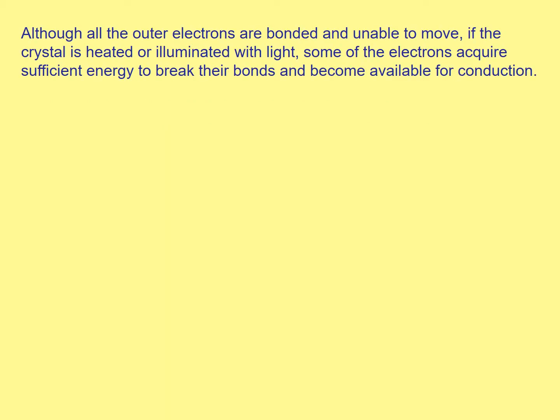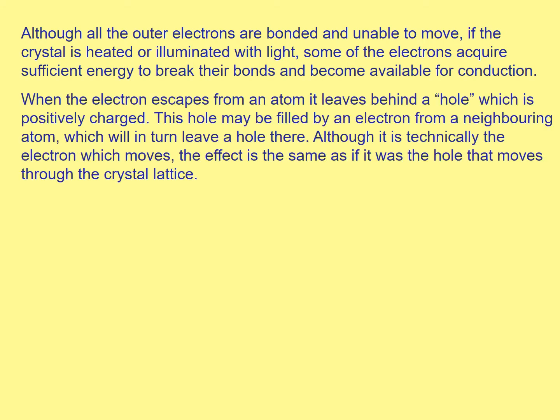Although all the outer electrons are bonded and unable to move, if the crystal is heated or given other forms of energy, for example, illuminated with light, or we connect it to a potential, some of the electrons acquire more energy. If they have sufficient energy, they can break their bonds and become available for conduction. When the electron escapes from the atom, it leaves behind a hole. That hole is positively charged because it's the absence of an electron. -1 is +1. This hole then can be filled by another electron from a neighboring atom, which will in turn leave a hole there.